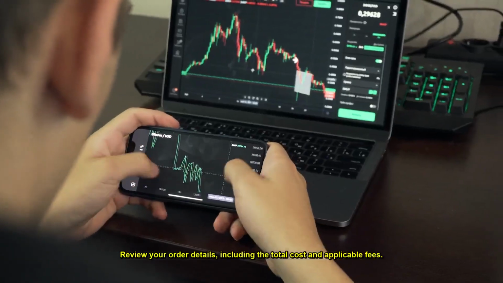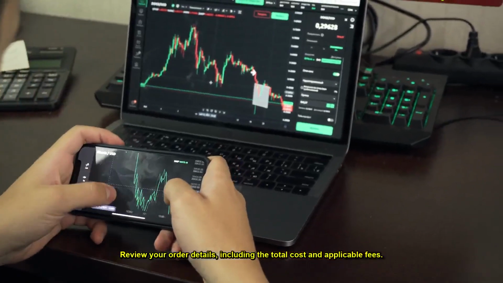Tap on the Trade button to initiate a purchase. Decide whether you want to place a market order or a limit order for your Polkadot investment. Enter the amount of Polkadot you wish to buy or the amount of money you want to invest. Review your order details, including the total cost and applicable fees. Confirm your investment by tapping the Buy button.